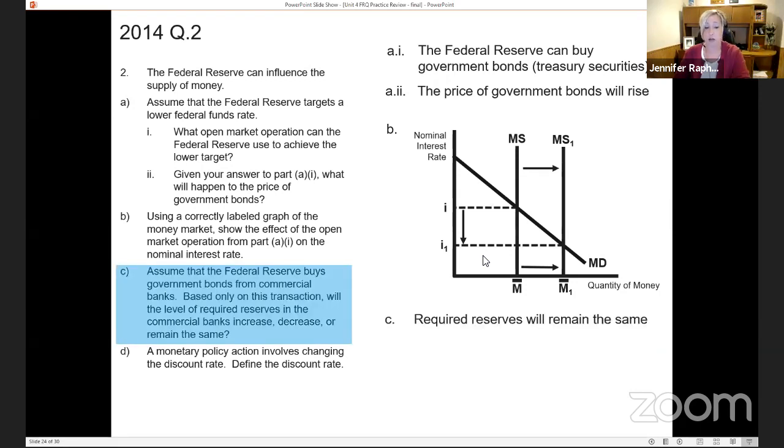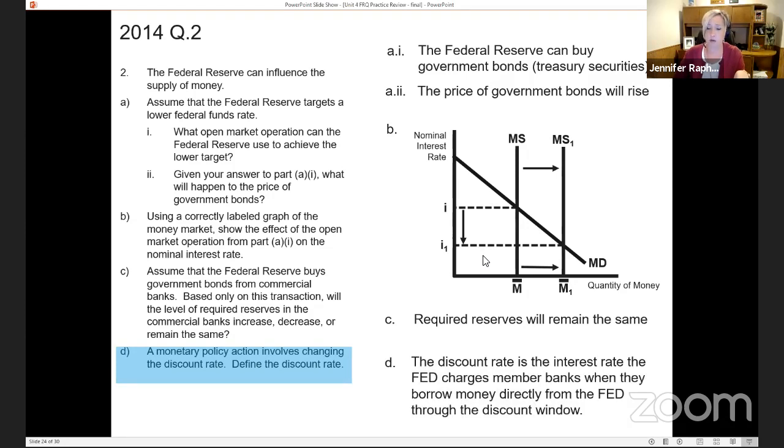Again, they're saying based only on this transaction, which means they're not asking for the total change or the max change after those reserves start getting lent out. They're talking just about this first transaction on the balance sheet. So in this case, required reserves are not going to change. And then finally, Part D asks students to define the discount rate. As we know, the discount rate is the interest rate that the Fed charges to member banks when they borrow money directly from the Fed through the discount window. All right, so that is the monetary policy question, connecting monetary policy to the money market.